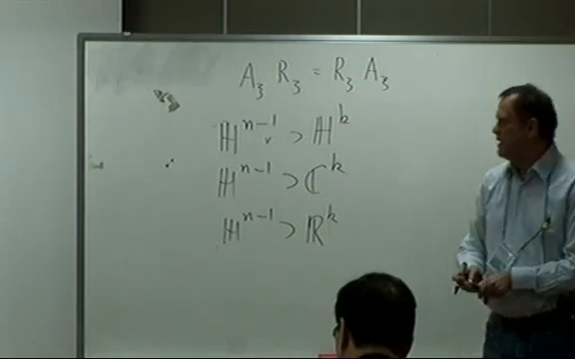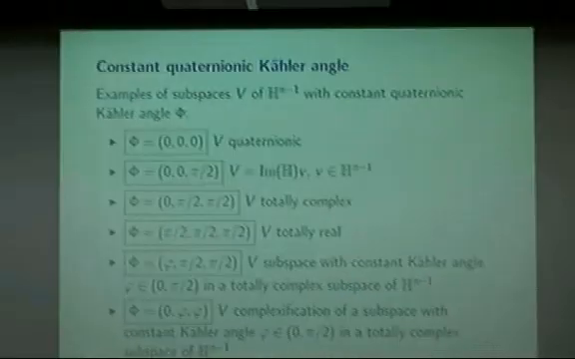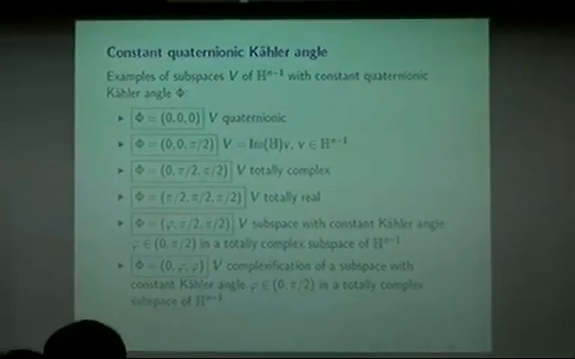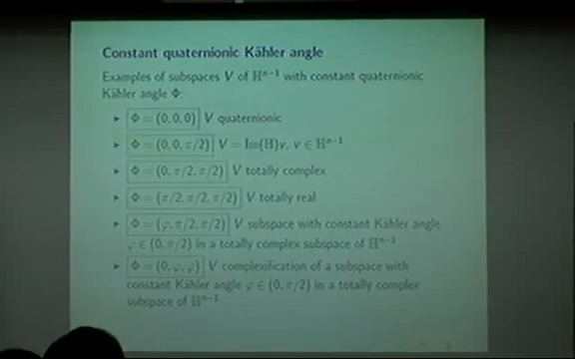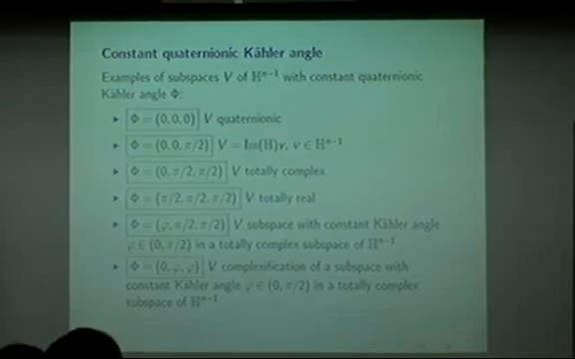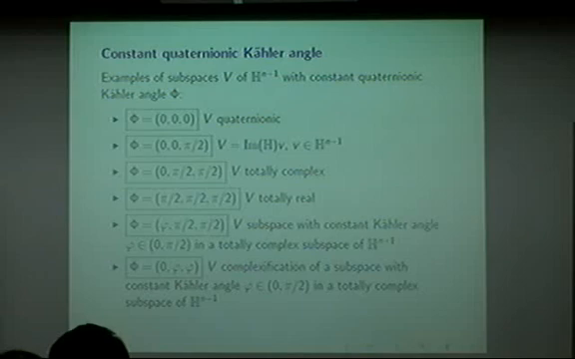Or finally, we can also realize the angle 0, phi, phi, so constant scalar angle phi. So what do we do? We take, again, a subspace with constant scalar angle in this complex vector space, and then view the quaternionic space as complexification of the complex one, and complexify the given subspace. So what we get is the angle 0, phi, phi.